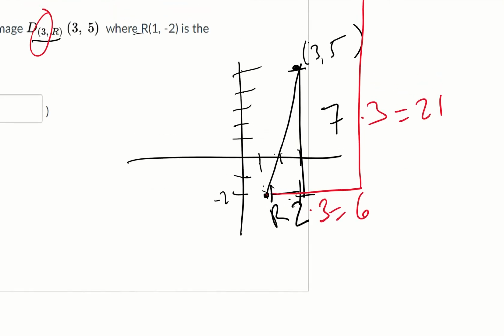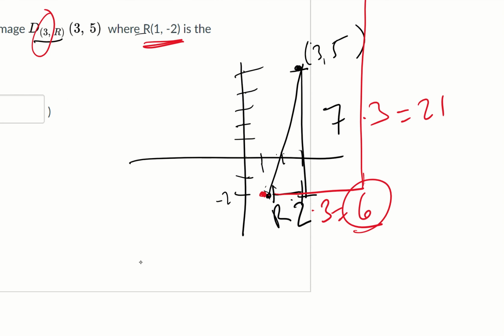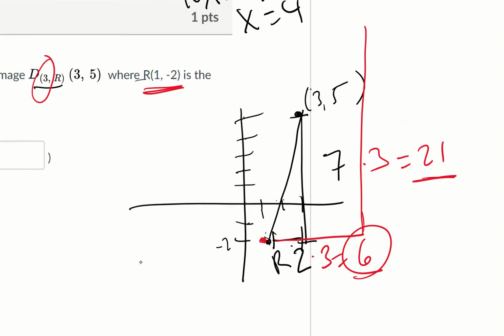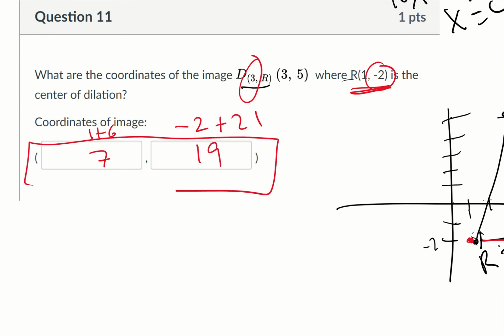So that means from R. Okay, so R is 1, -2. So I got to do 1 plus 6 here. So 1 plus 6, which is 7. And then I got to go up, right? So that's going to be up 21. So I got to do -2 from the R plus 21, which is 19. And that will give me my coordinates.